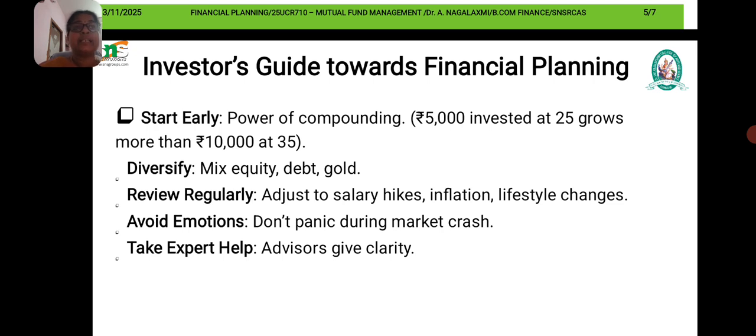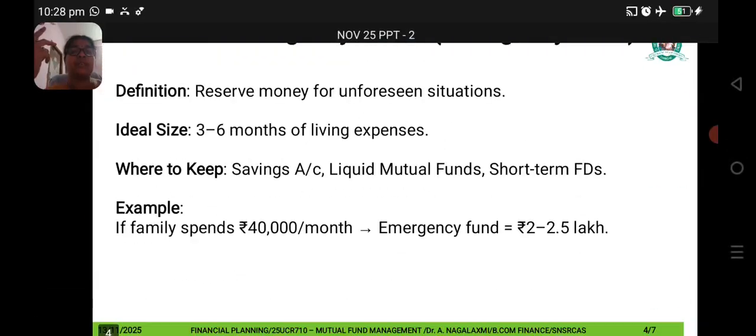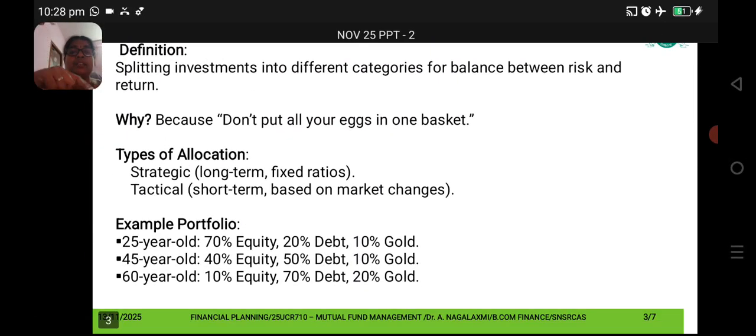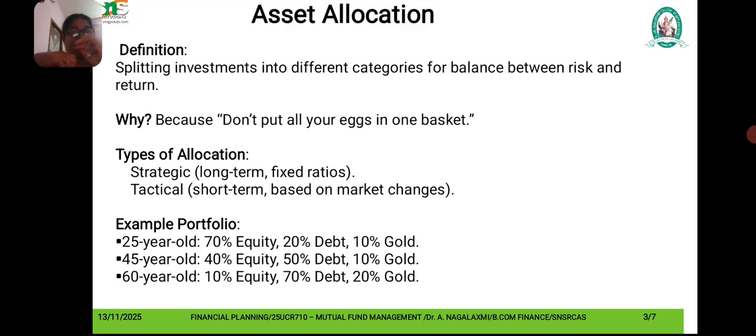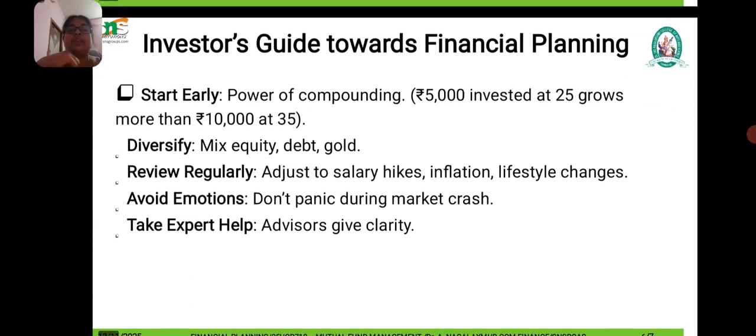They are giving us some advice on how we have to make the investment. We have to diversify. How? A mix of equity, debt and gold. We have seen this in asset allocation: at these ages, how much to be invested in equity, how much in debt and how much in gold. That is what diversify means, mix equity, debt and gold.